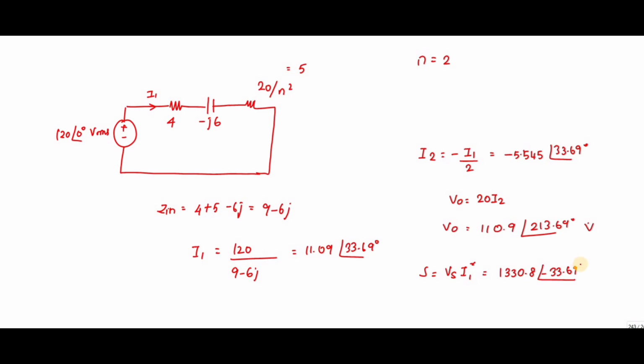So V0 is equal to 20 times I2, and if I multiply, I will get 110.9 at 33.69 degrees with the minus sign. If I bring this minus inside, I have to add 180 degrees to this angle. So if I add 180 degrees, I will get 110.9 at 213.69 degrees. So this is another way to do this problem.